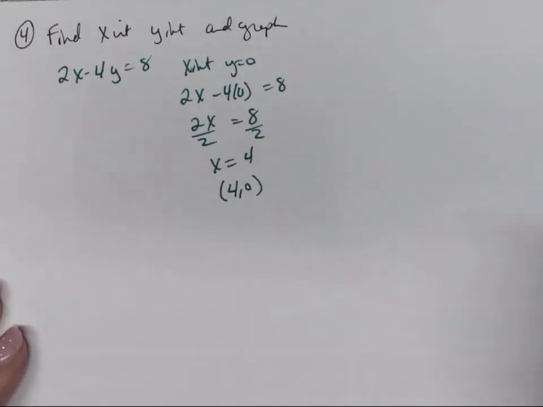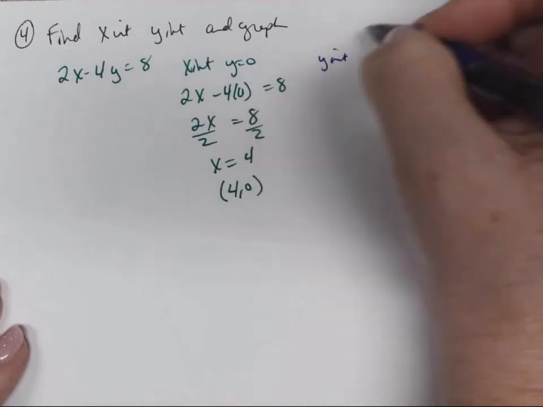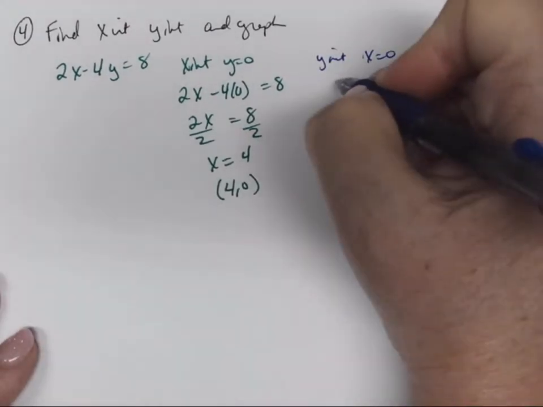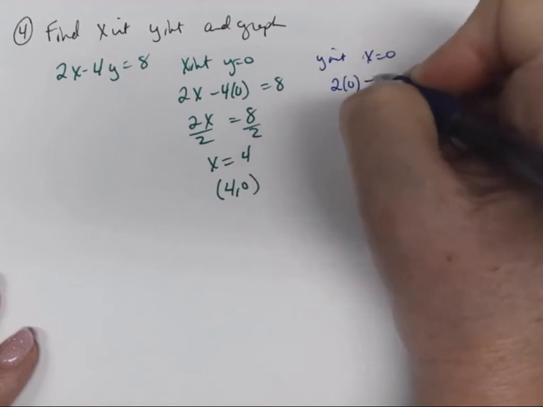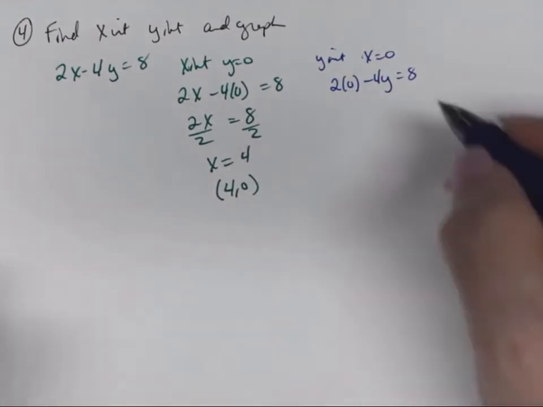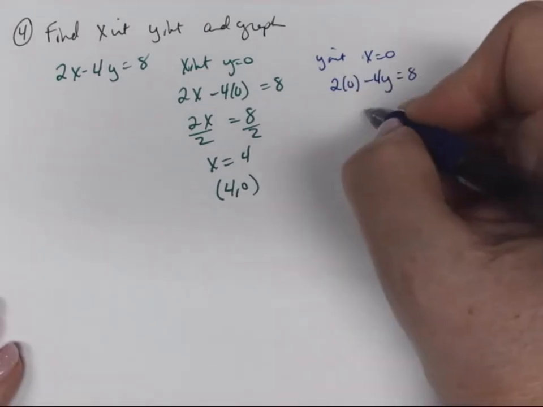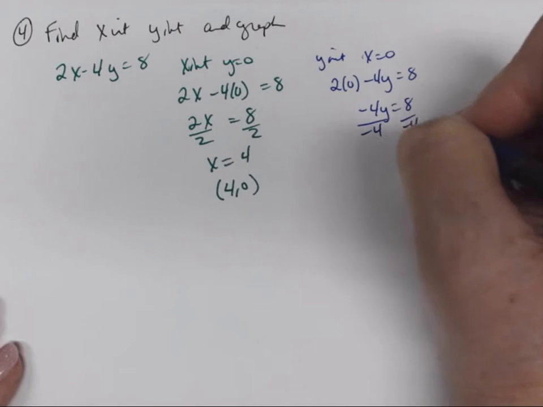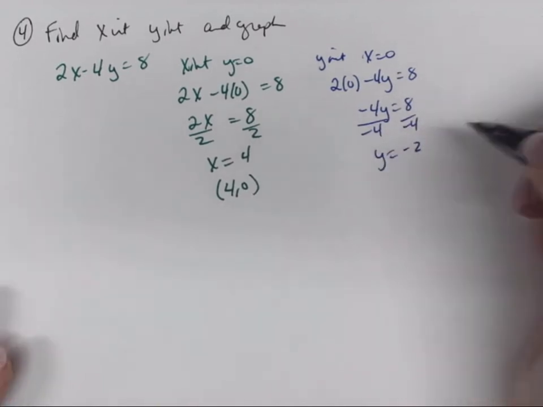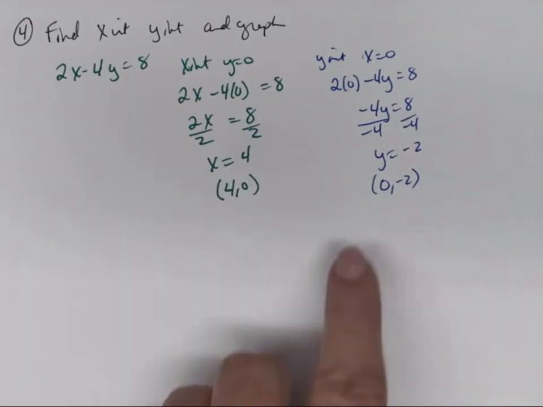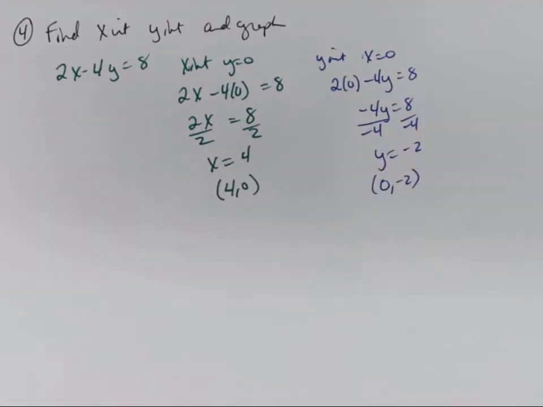Y-intercept. We have x is equal to 0. So that means we have 2 times 0 minus 4y equals 8. Don't forget the negative sign when you bring that down, because 2 times 0 is 0, so negative 4y equals 8. Divide by negative 4, and y will be equal to negative 2. So the point is 0, negative 2, because your x is equal to 0.